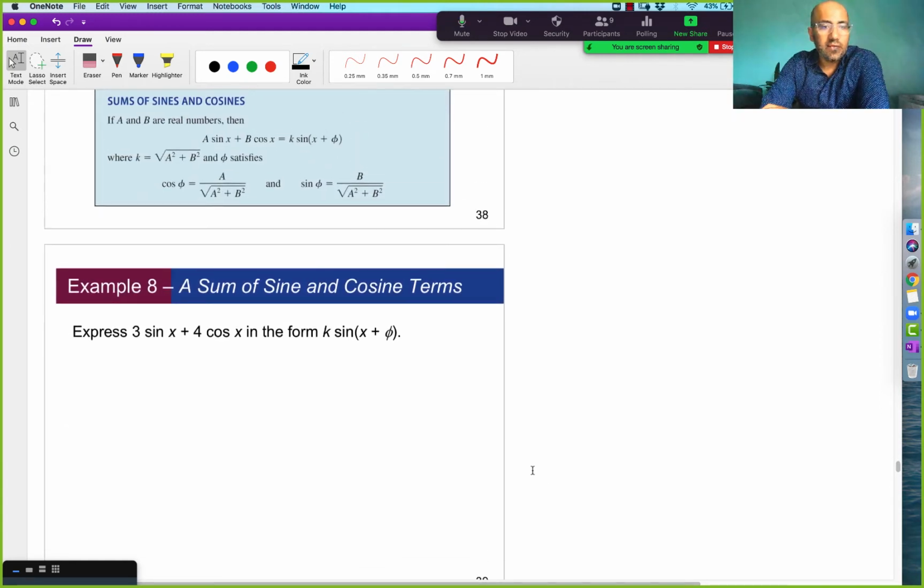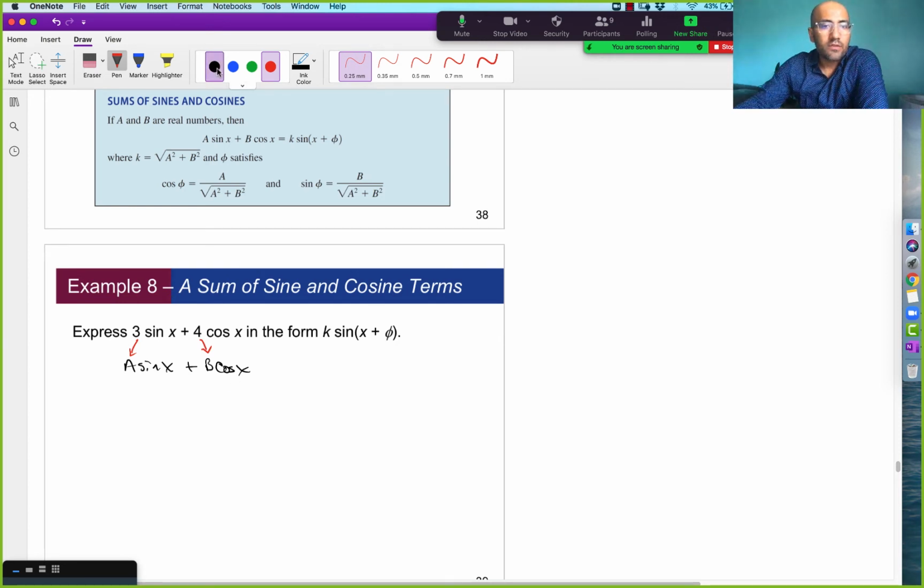Let's leave this up here so we can look at it. Express 3 sine x plus 4 cosine x in the form of k sine of x plus phi. Okay, so this fits this pattern. It is of the form a sine x plus b cosine x. It fits that mold where the role of a is being played by a 3 and the role of b is being played by a 4.